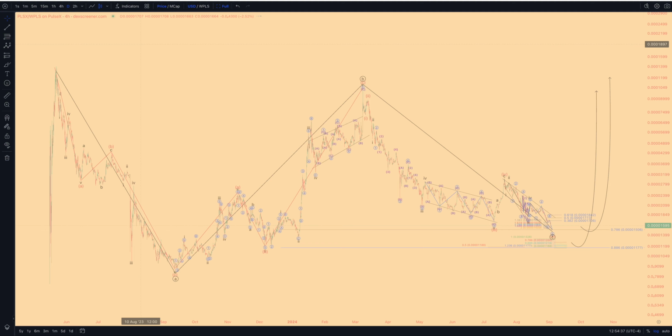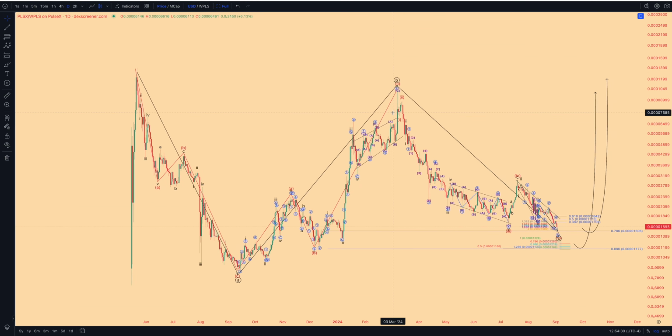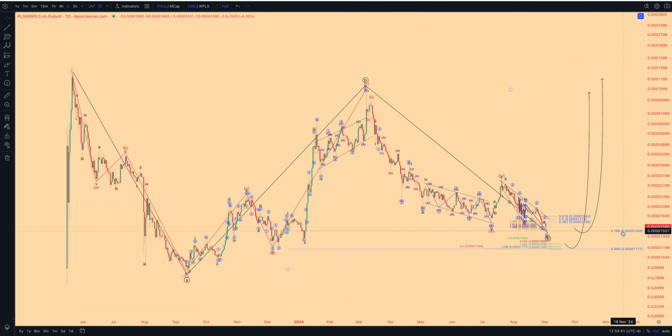This is the daily time frame. And we're nearing the 78.6% fib. All I did to find these targets over here, the 786 and the 886, is take a fib from this low here in September 2023 up to this high in March 2024. And we're very close to this 78.6% fib. So we'll definitely see how the price reacts there.